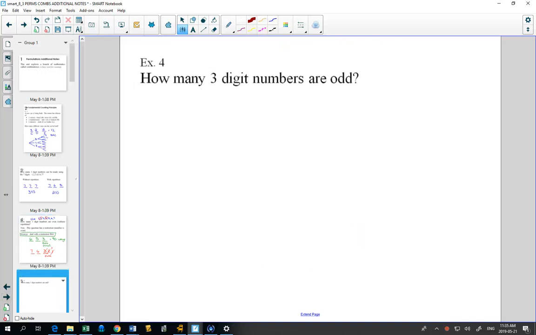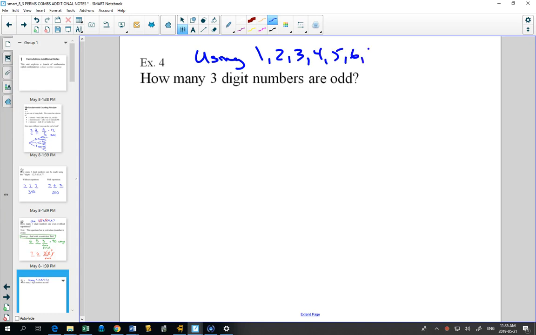So for example, 4, I want you to try this one. Again, we're only going to use the numbers 1 to 7. How many are odd? And I want you to come up with 2 different ways to get the solution.